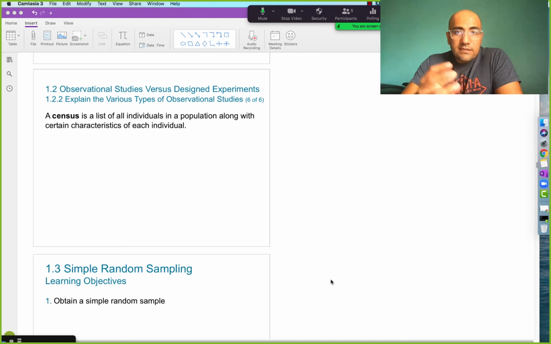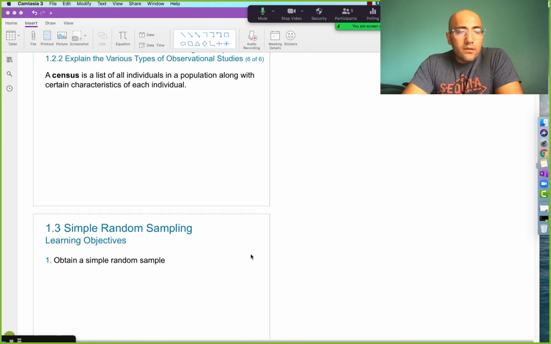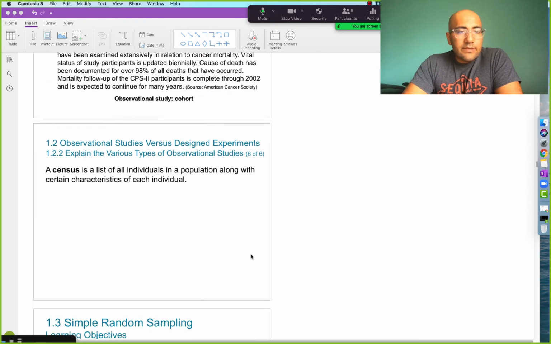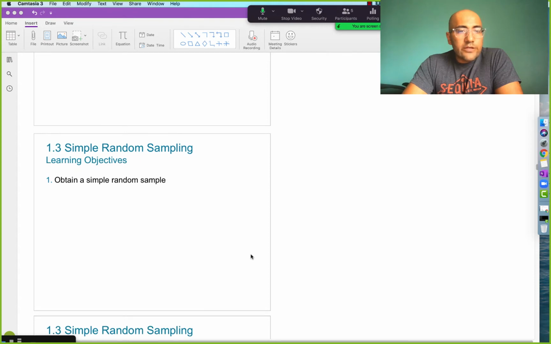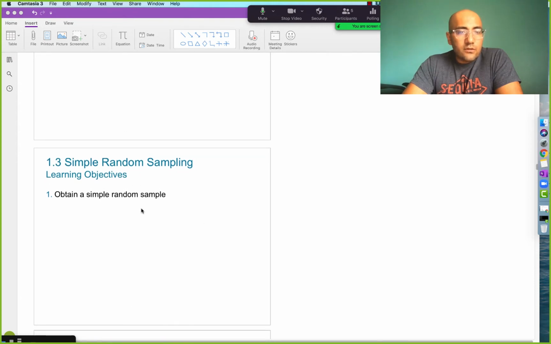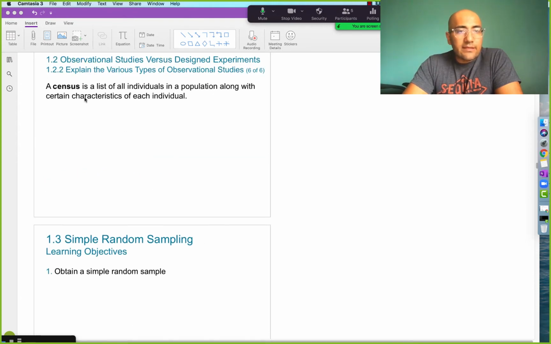Don't confuse that with samples. A sample is a little subgroup of the population. Good. Okay. Simple random sampling. Our learning objective in this next section is just to learn about samples, and to compare and contrast that with taking a census.